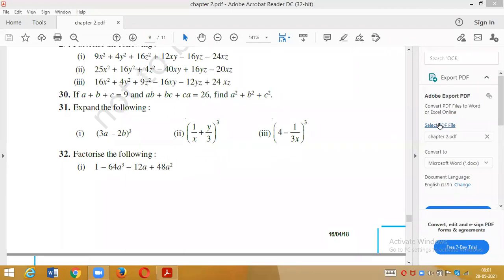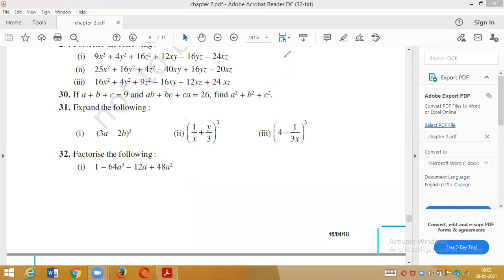Question number 30. If a plus b plus c is 9 and ab plus bc plus ca is equal to 26, then you have to find the value of a square plus b square plus c square. Okay, this is one of the good questions. In this one, we have to find a square plus b square plus c square, but we don't have any formula for finding this directly.